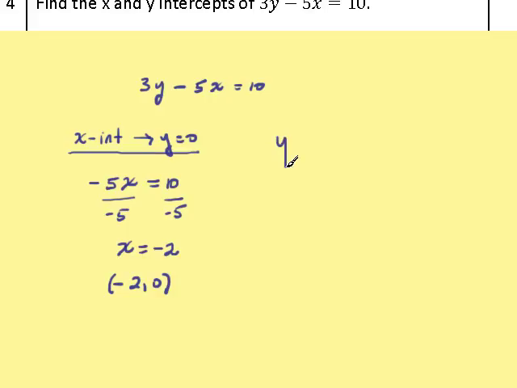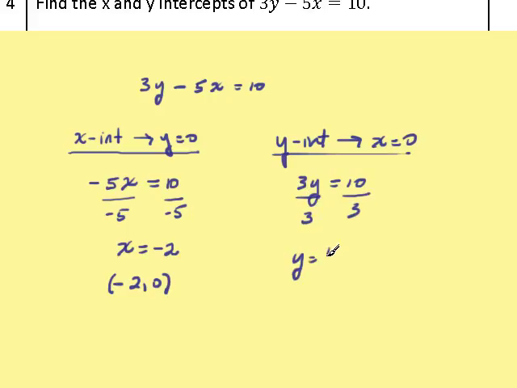Now to get a y-intercept, we substitute x equals 0, so let's do that. So here if we substitute x equals 0, this entire term drops out. So we're left with 3y is equal to 10. And divide by 3, and we have y is equal to 10 thirds, and that's our y-intercept. Or we could write in point form 0 for x and 10/3 for y.